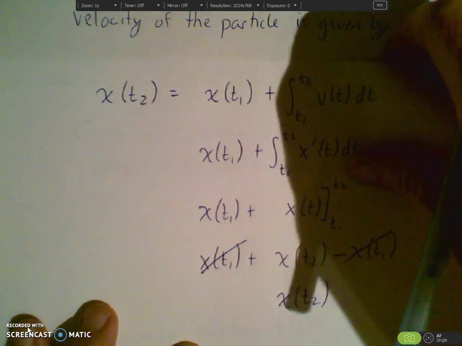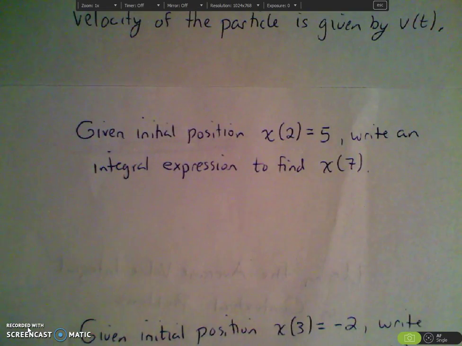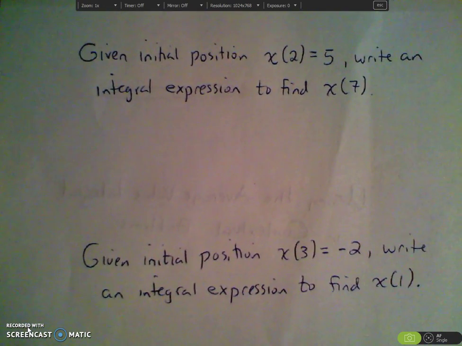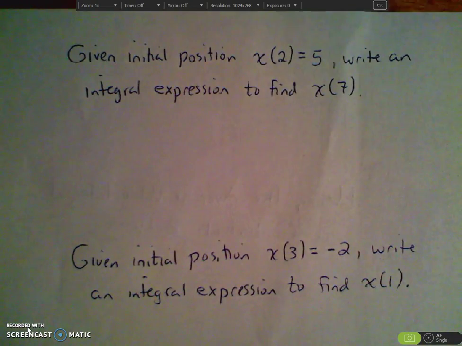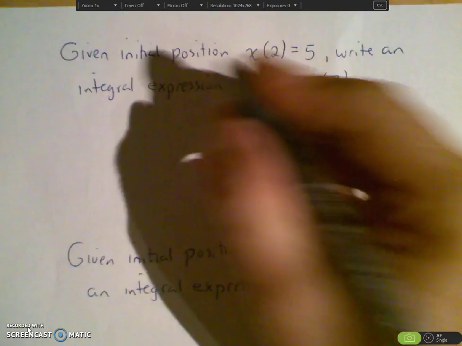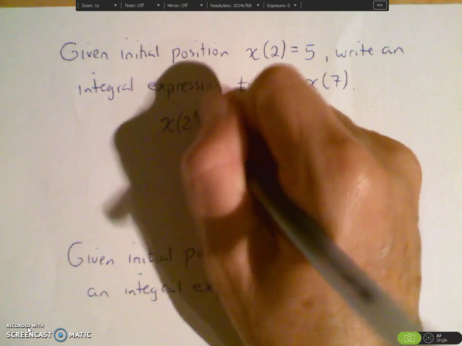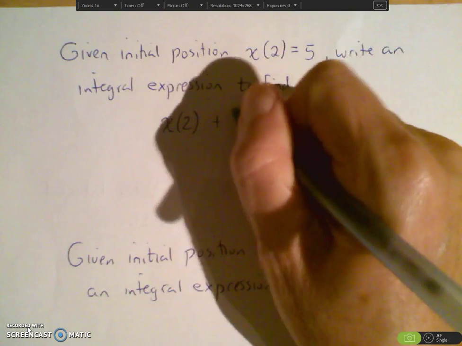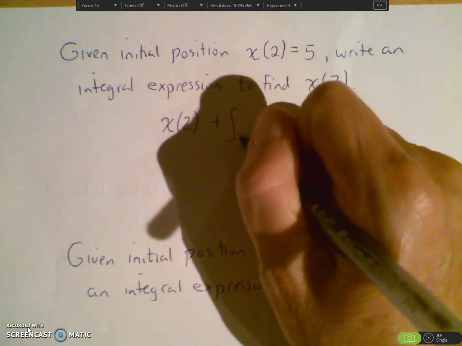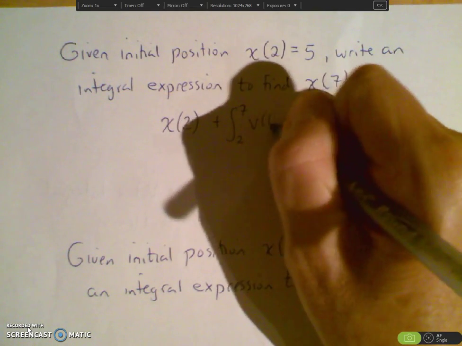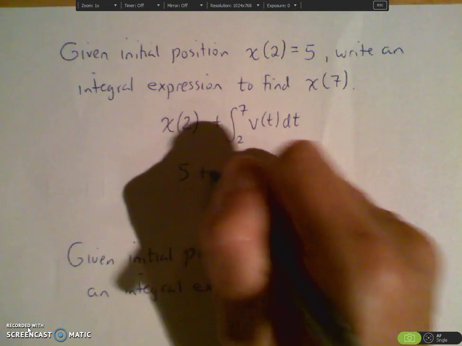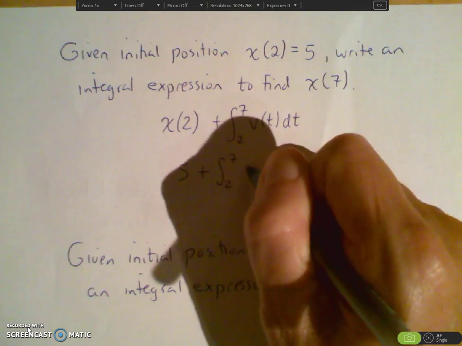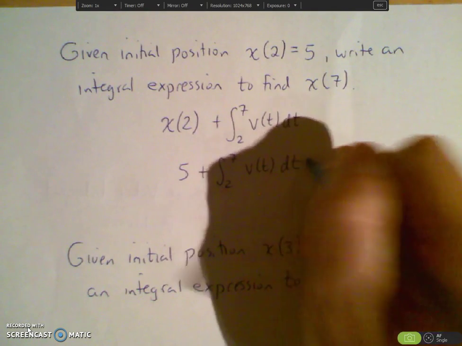Let's practice writing some integral expressions. Here, given the initial position x of 2 is 5, write an integral expression to find x of 7. So, my plan is to take the initial position at time 2 plus the integral from 2 to 7 of v of t dt. In other words, I would have 5 plus the integral from 2 to 7 of v of t dt.